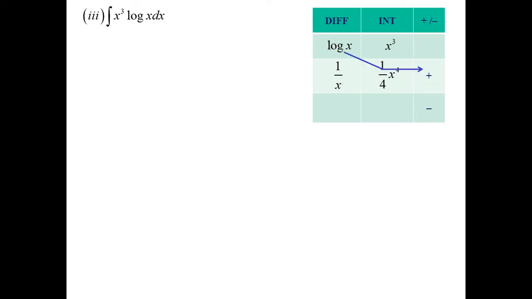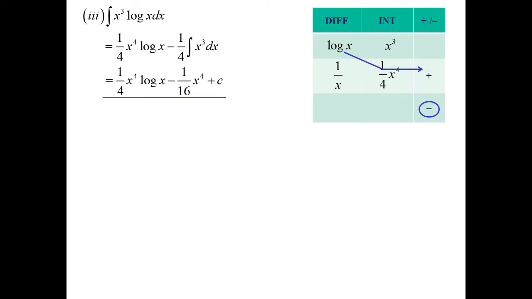Okay, so it'll be plus a quarter x to the 4 log x, minus the integral of the product. And the integral of the product there will be a quarter of x to the power 3. And so we integrate that, add 1 to the power over the power, we've got our answer.